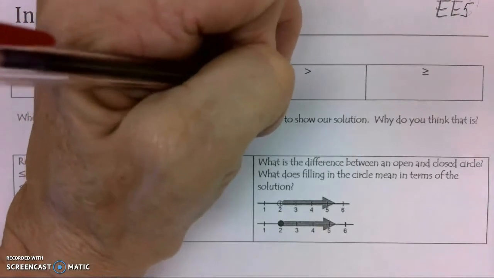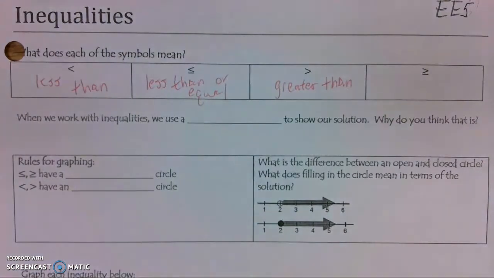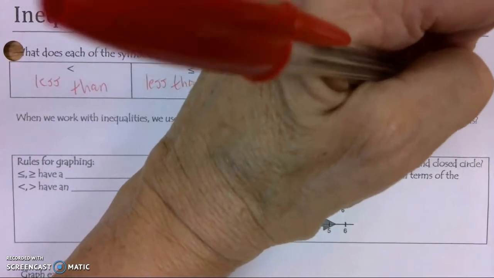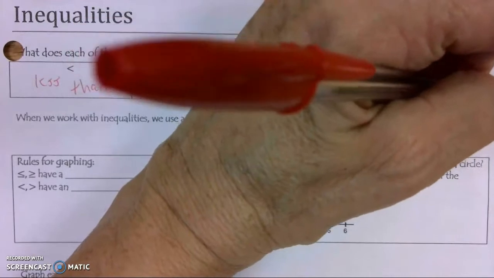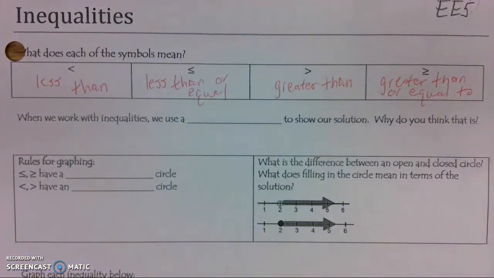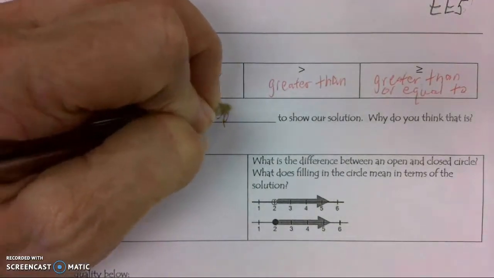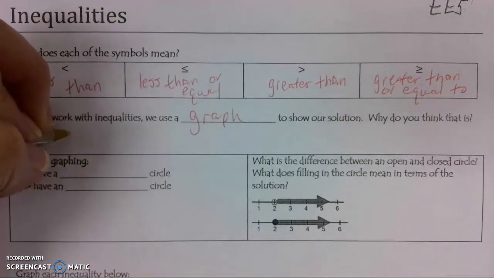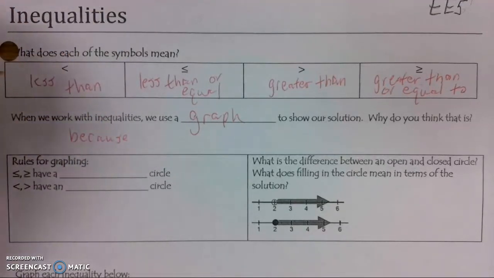Greater than is the next one. And then when I put a line under that, it means greater than or equal to. So, when we work with inequalities, we are going to use a graph to show our solution. And we use that graph because it's not possible to write out all of the solutions to an inequality.